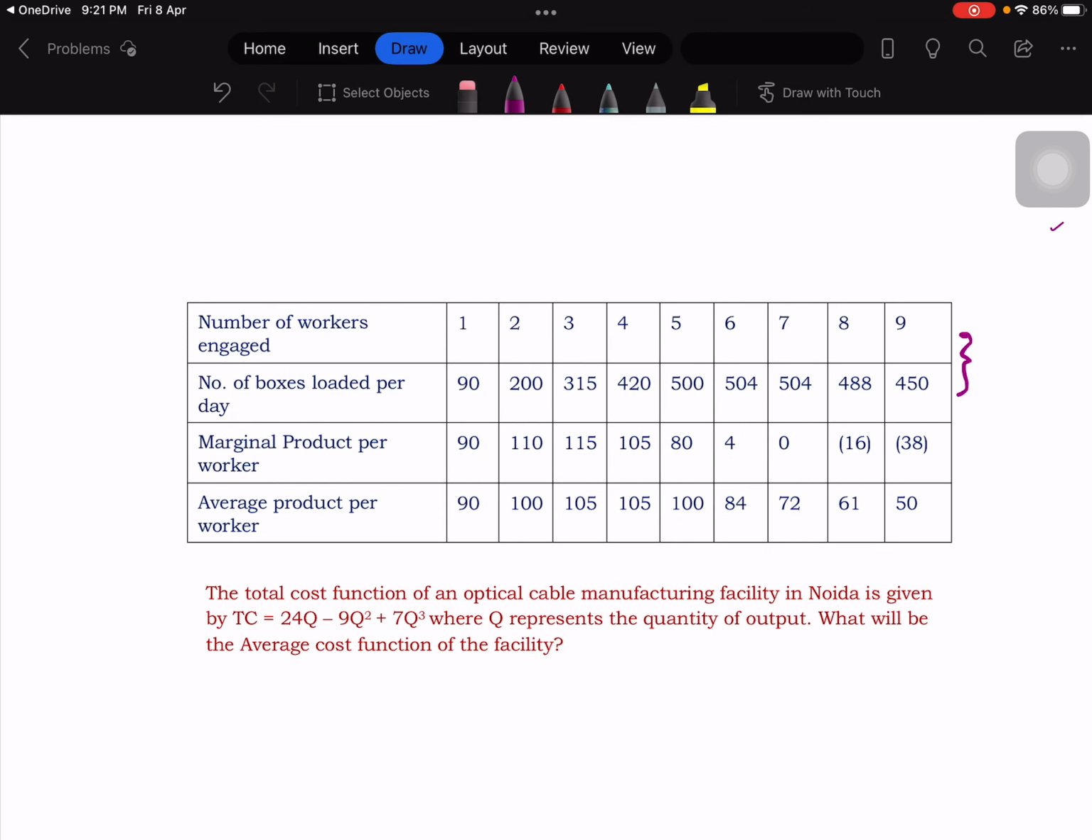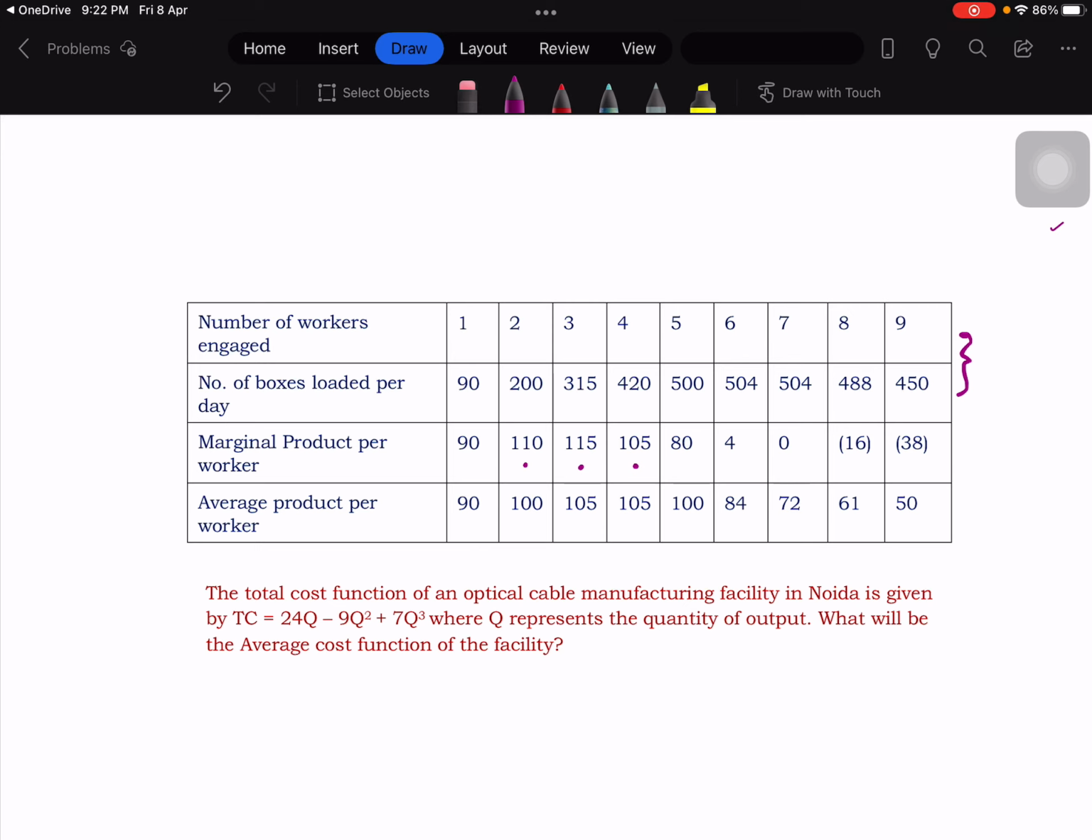One worker has produced 90. With the second worker, the production came to 200. The difference is 110. That is the marginal product. From 200 to 315, it increased by 115, so the third worker's marginal productivity is 115. From 315 to 420, the fourth worker has brought in an additional 105 loading. That means the additional productivity brought in by the worker is what you call the marginal productivity of that worker.